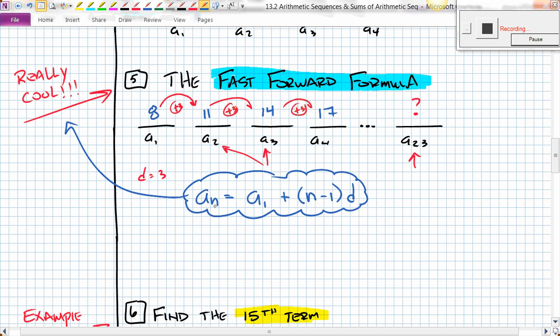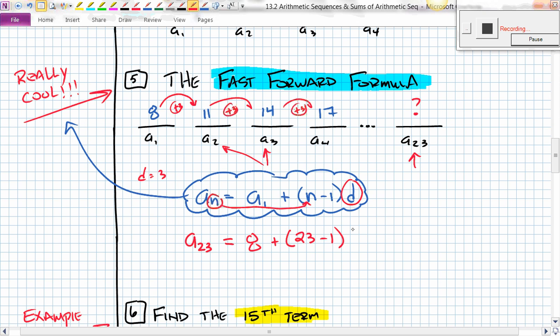So what do I want here? I want a sub 23. So what is the 23rd term? Well, it's equal to the first term, which happens to be 8 in this case, plus, now here's what you want to notice, this n right here matches that n right there. So I'm going to have 23 minus 1, and then multiplied by my common difference.